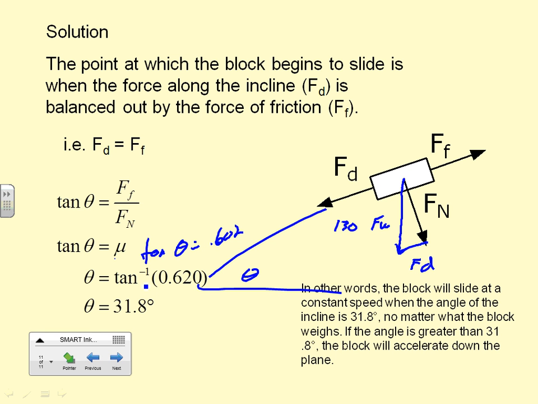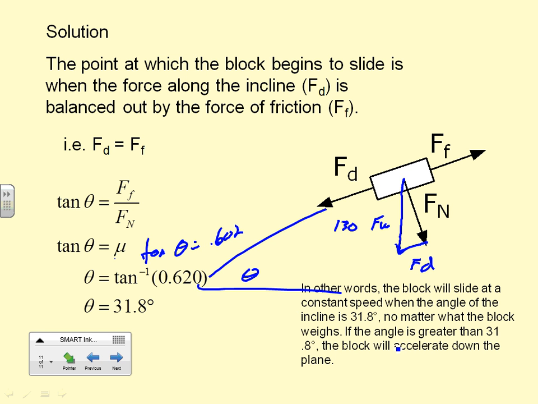And oddly enough, you don't need to write this down, but you should be aware of it. In other words, the block will slide at a constant speed when the angle of the incline is 31.8 degrees, no matter what the block weighs. How come I can say that? Did I ever use the 130 over here? No. Never used it. Could be 1,000, could be 2,000, 10,000. It's not going to matter because it's only FF over Fn. It's only the 0.62.